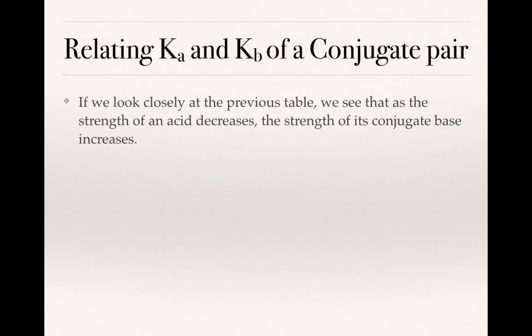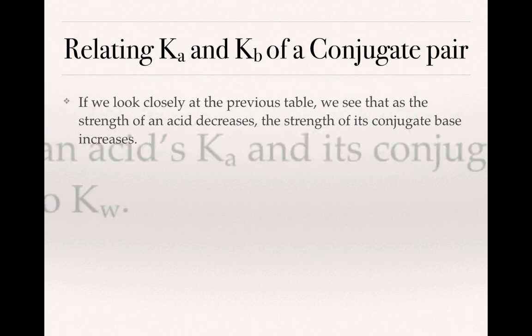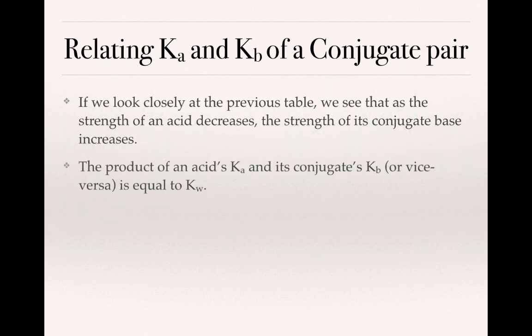Now if we want to relate the Ka and the Kb of a conjugate pair, we see that as one goes up, the other goes down. And we can actually form a quantitative relationship between these two things. And what we see is that the product of an acid's Ka and its conjugate base's Kb is going to be equal to Kw, or vice versa. A base's Kb and its conjugate acid's Ka, that product is going to be equal to Kw, and it looks like this. So Ka times Kb of a conjugate pair is equal to Kw.